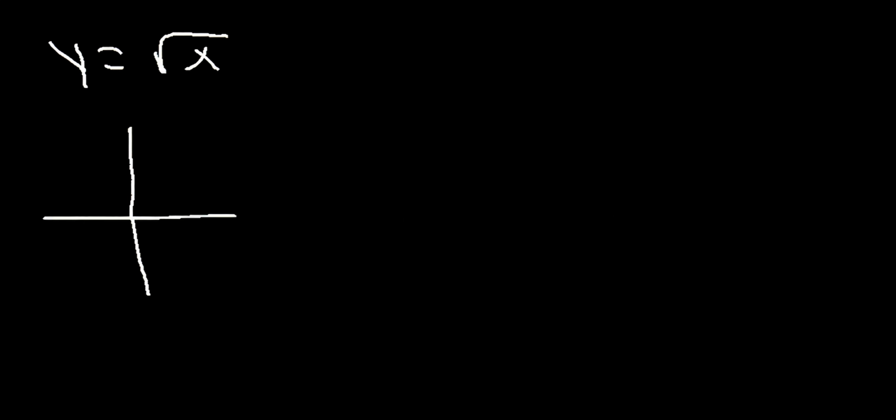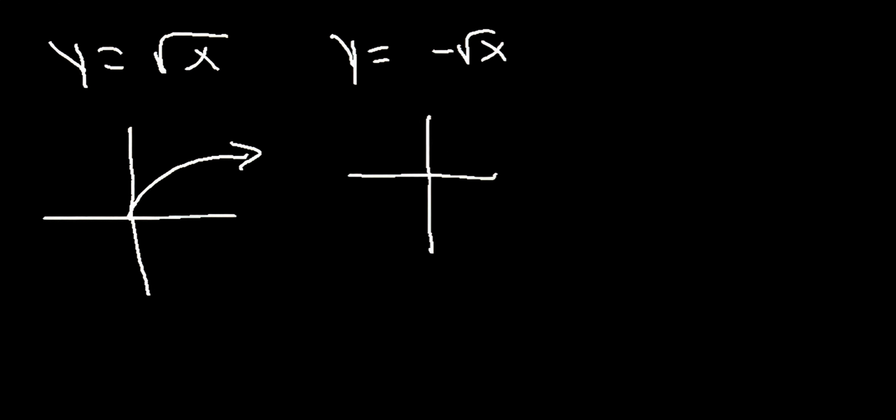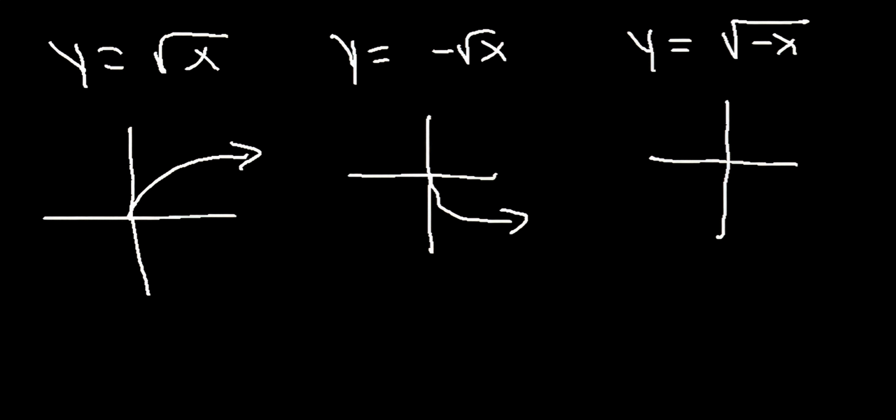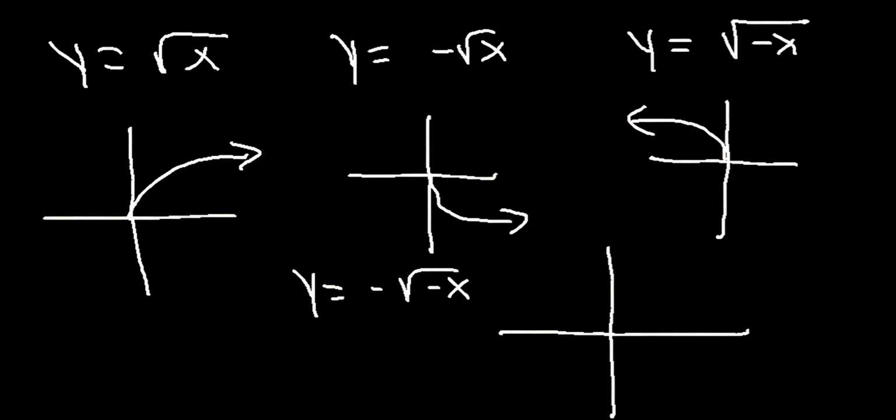So now let's go over radical functions. Let's say we have this function, the square root of x. The parent function for that looks like this. And if you have, let's say, negative square root x, the negative in front causes it to flip over the x-axis, or it's a reflection across the x-axis, so it looks like this. And if you have a negative on the inside, it reflects across the y-axis, so it looks like that. And if you have a negative both on the inside and on the outside, it reflects across the origin, so it looks like this.